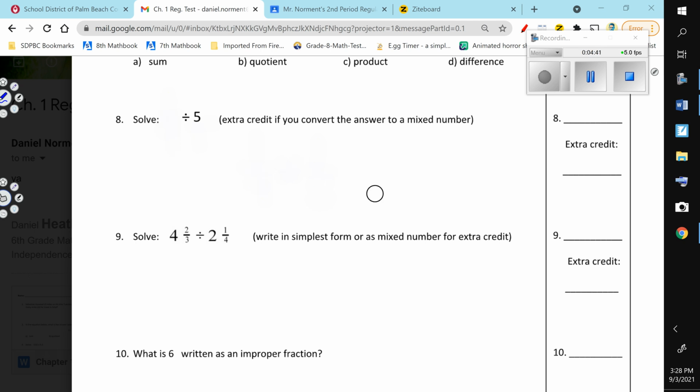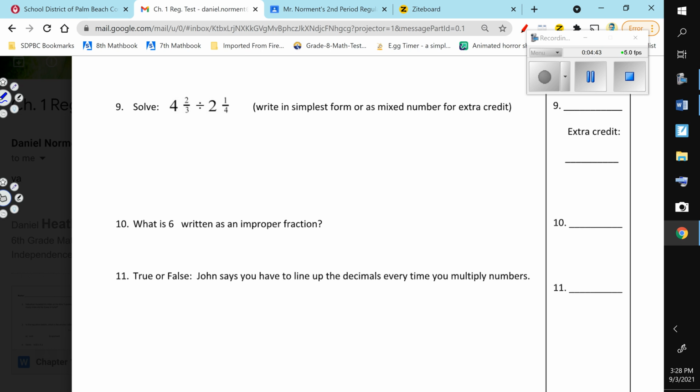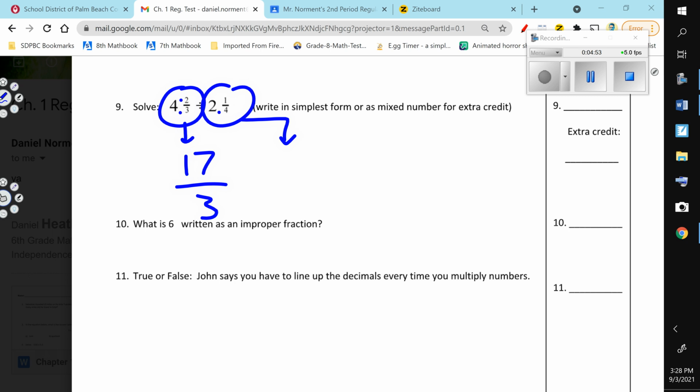Number 9, you've got to convert this to a mixed number. 3 times 4 is 12 plus 2 is 17 over 3. Convert this to a mixed number. 4 times 2 is 8, plus 1 is 9 over 4. There's your division problem. Now you're going to keep, change, flip, multiply across, and you're done.